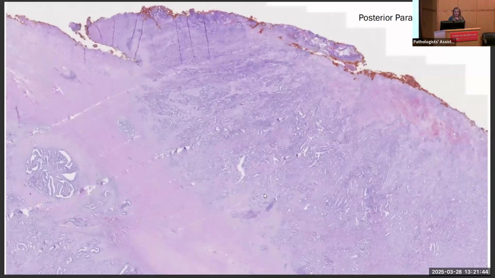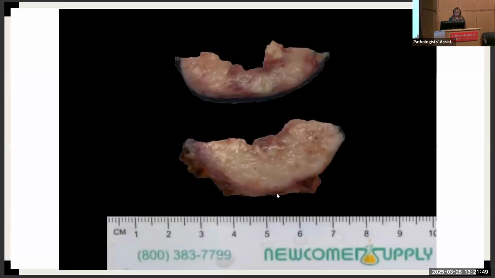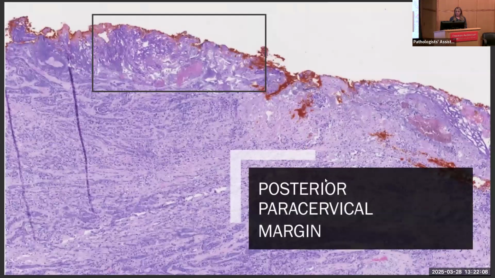So here's a micrograph of my posterior paracervical margin. It's approximately right in here that we'll be seeing. So I think it's closest right over here. And this is why it's really important that we ink our margins, because at the microscope, the pathologist can see that ink and see if those tumor cells are going up to the ink. So in this case, this posterior paracervical margin was positive, and the tumor is invading up until that posterior orange ink.